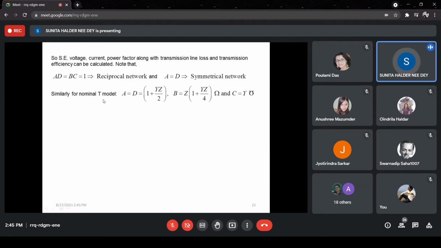Similarly, if we try for the nominal T model, you will find A and D will be the same. Only the expressions of B and C will be interchanged. C will be intact as Y, and B will be Z into (1 plus YZ by 4). But it is representing the same network. So actually the values of B and C will be very near to each other for the nominal T model or nominal pi model.